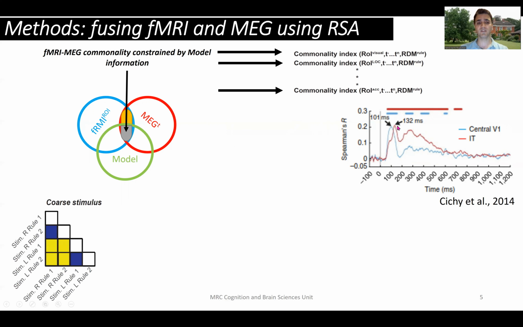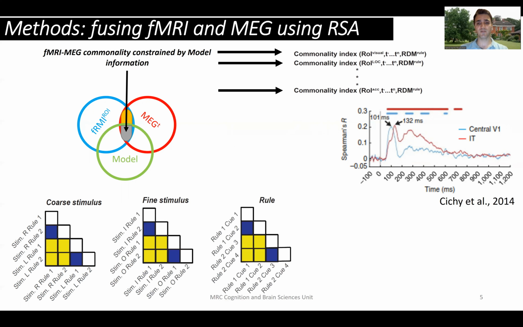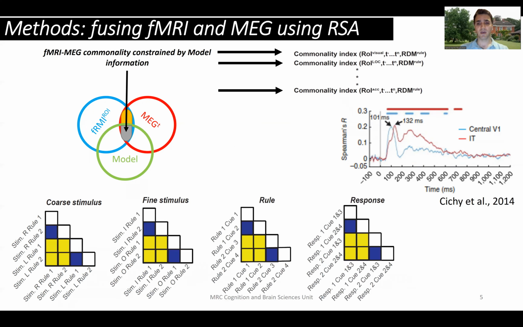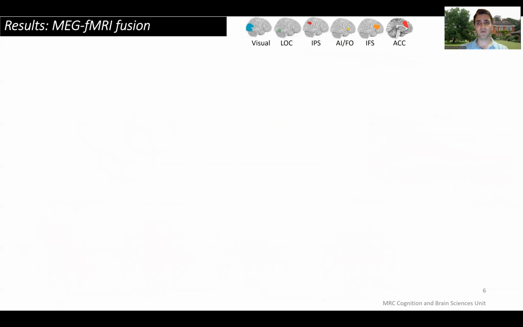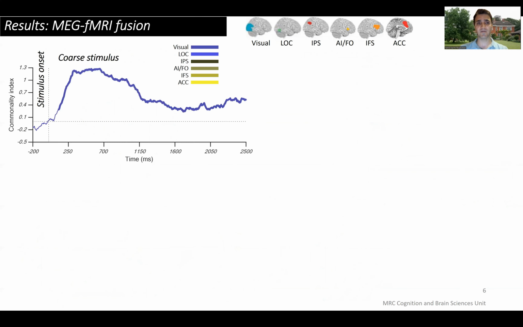So we developed 4 different representational dissimilarity matrices for the 4 different aspects of information. And what we obtained was the time courses of commonality, which you can see here for the coarse stimulus information.